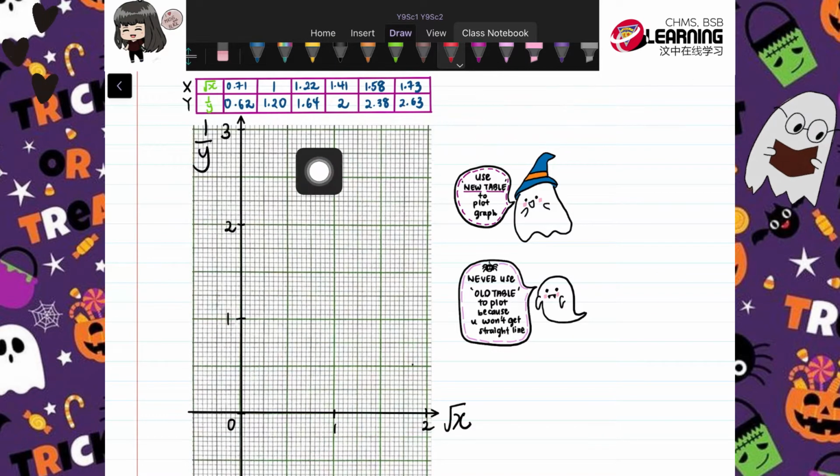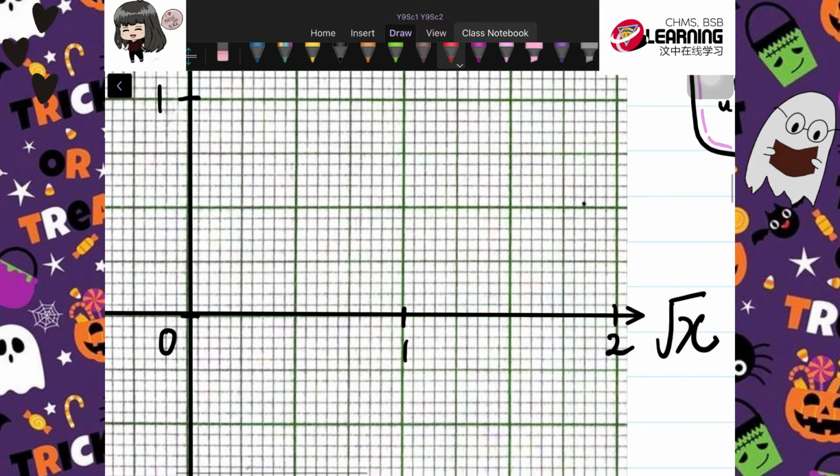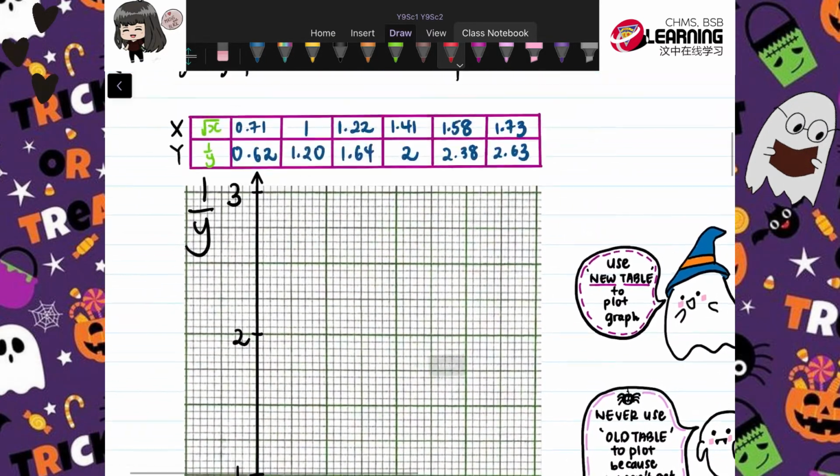So we plot the first point first. I have drawn my y-axis and x-axis already. My first point here is 0.71 and 0.62. Look at the x-axis first. This is definitely 0.5, and this is 1.5 because this is half. Your 0.1 is here, 0.2, 0.3, 0.4. Every two small boxes are 0.1, right? 0.6, 0.7, like that.